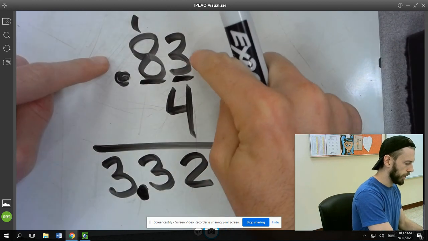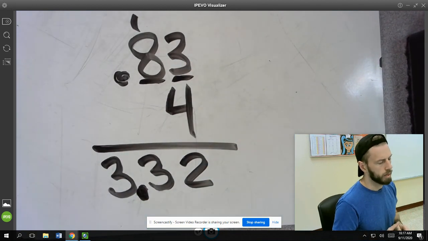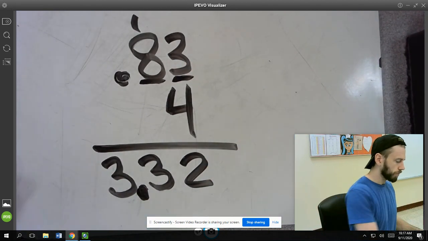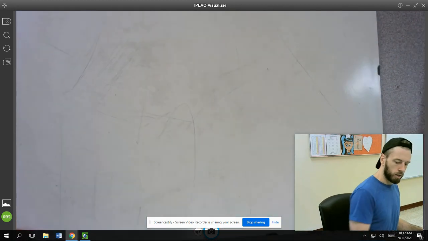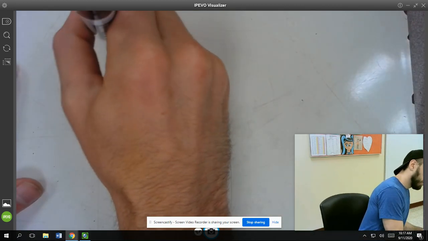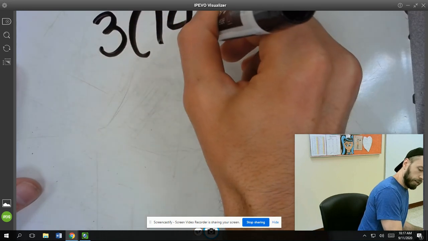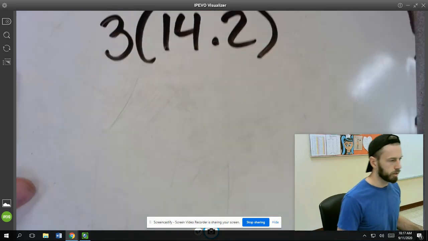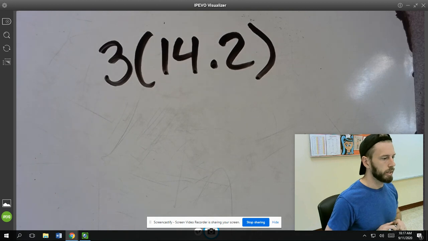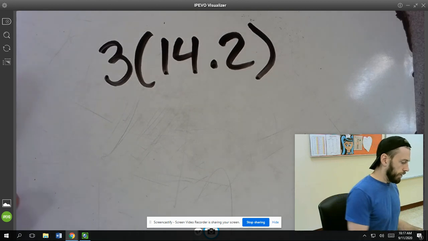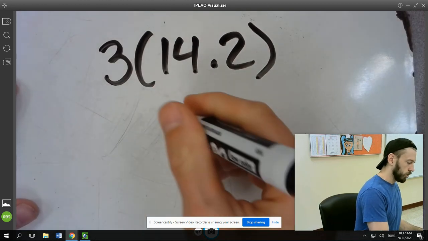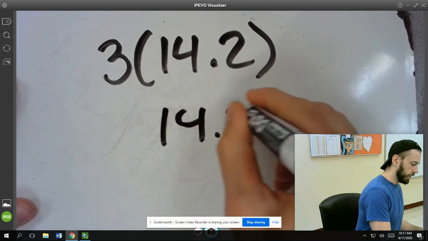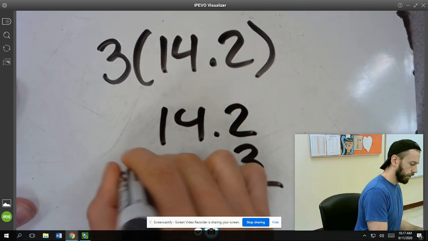Right? Taking this and multiplying it by 4 will give you 3 point something, not 300 something. Let's try another one. 3, and this one will be times 14.2. 3 times 14 and 2 tenths. This one, again, has more digits, so I'm going to throw it on top just to make this a little bit easier on me. I'll just throw a 3 on the bottom.